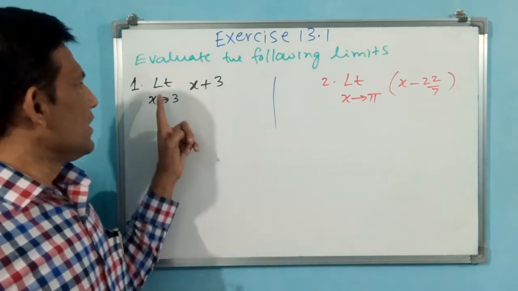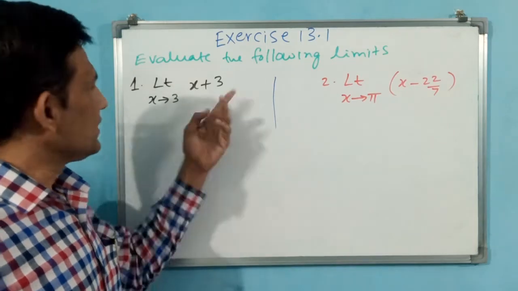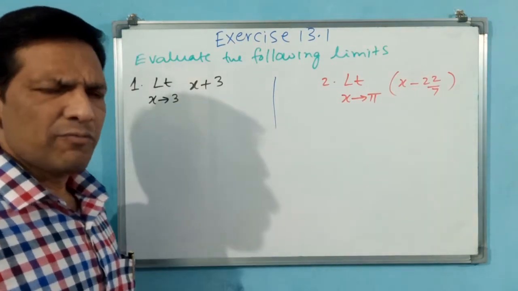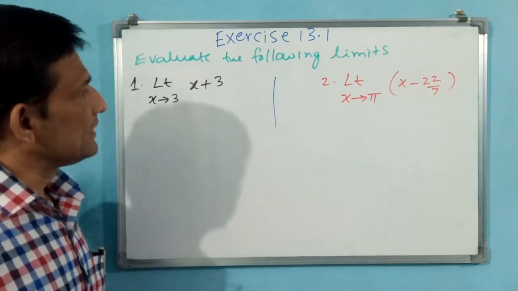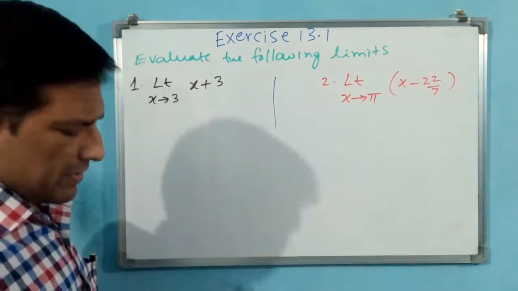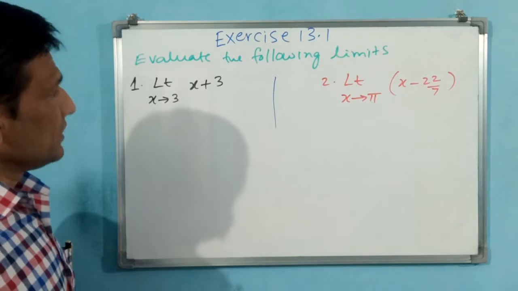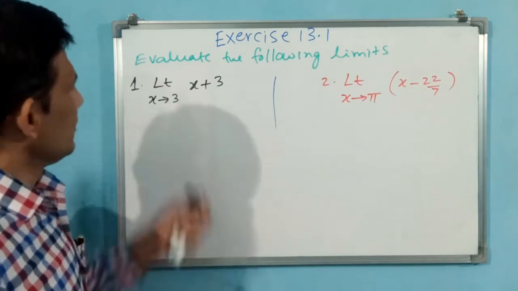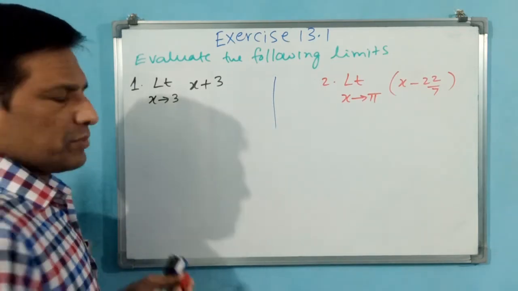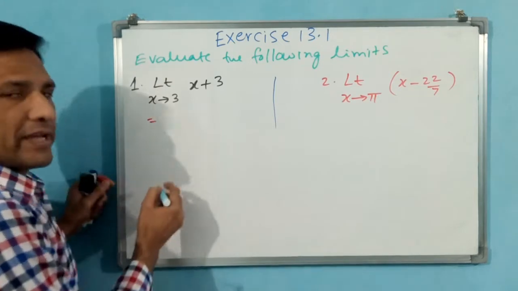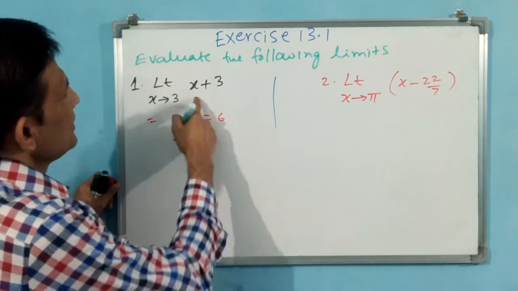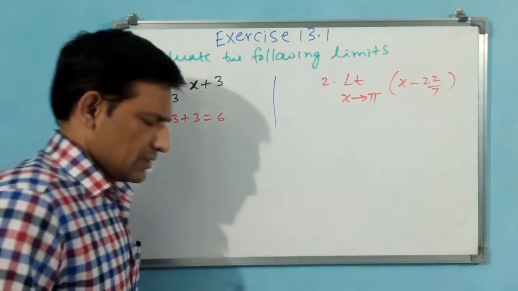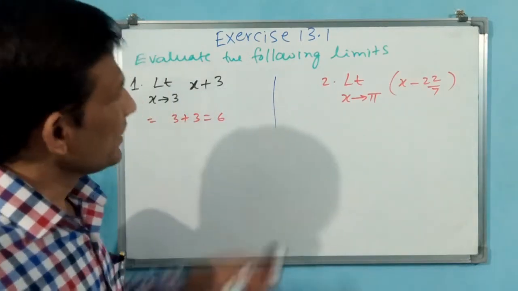You see, limit x tends to 3, first question, x plus 3. Initially, in the first 4 or 5 questions, they have given simple ones. We will follow that and see what will happen later. Limit x tends to 3, x plus 3. Just substitute like a function, 3 plus 3, that is equal to 6. Okay, this is over. Now come to this side.